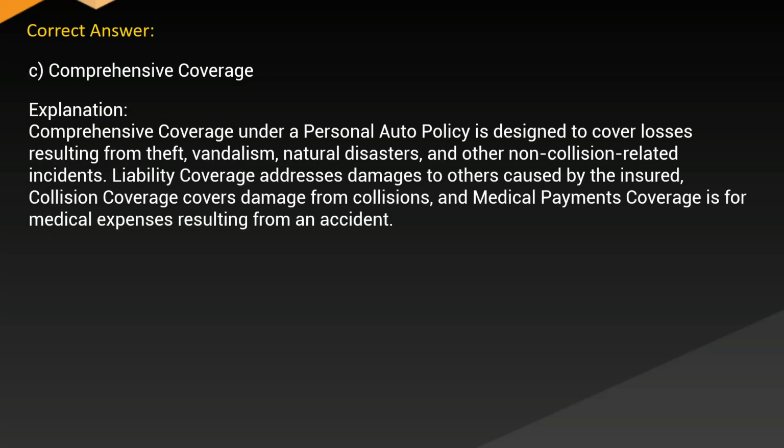Correct answer: C. Comprehensive coverage. Explanation: Comprehensive coverage under a personal auto policy is designed to cover losses resulting from theft, vandalism, natural disasters, and other non-collision related incidents. Liability coverage addresses damages to others caused by the insured. Collision coverage covers damage from collisions, and medical payments coverage is for medical expenses resulting from an accident.